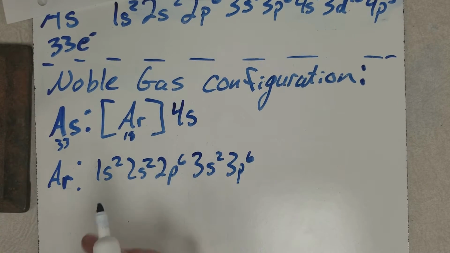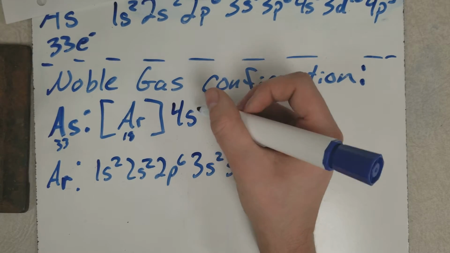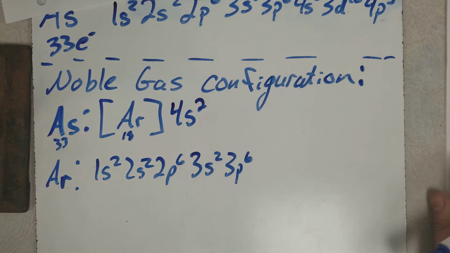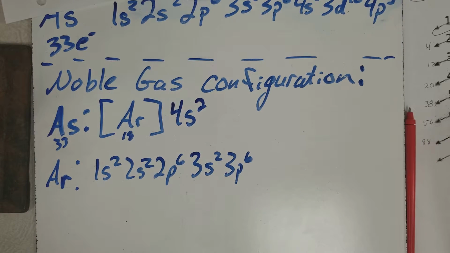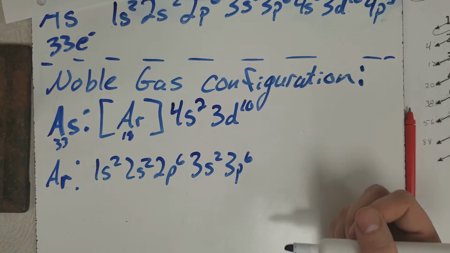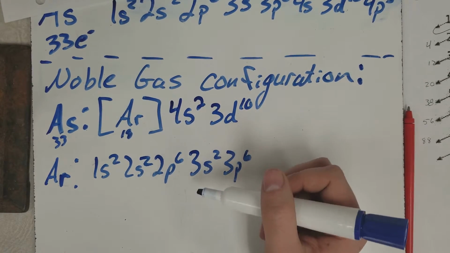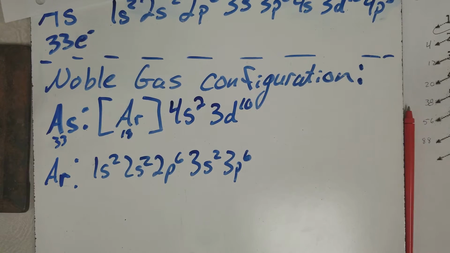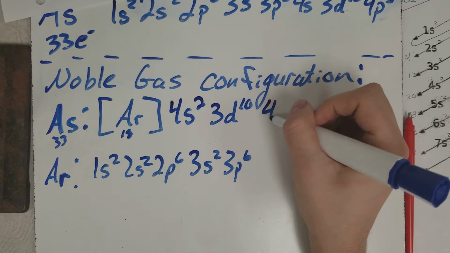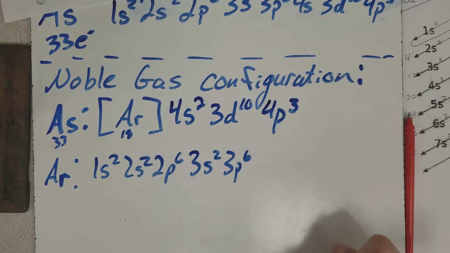As we go through and write this, the 4s can only hold 2. Looking at our diagonal rule chart, the next one past the 4s would be the 3d, which will hold 10. So we've only used 12 so far, and we've got 3 left to write. When we look at our diagonal rule again, it goes to 4p and then 3.